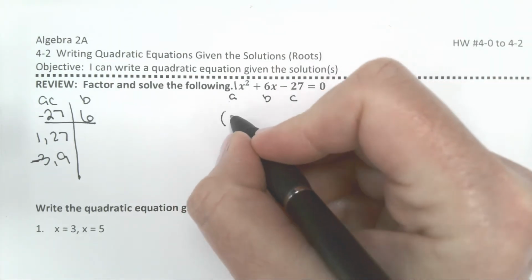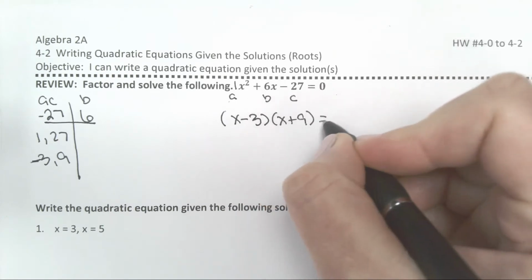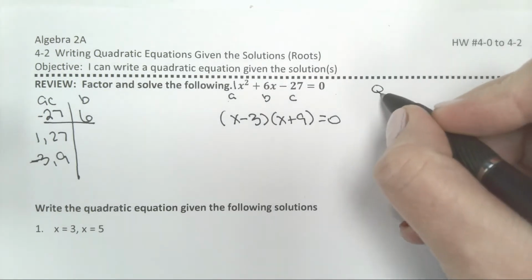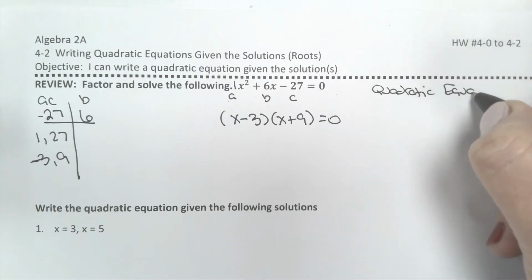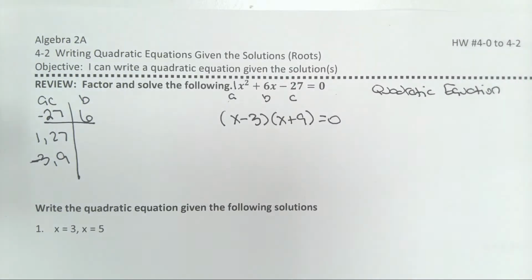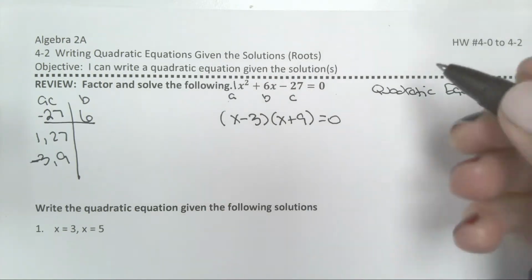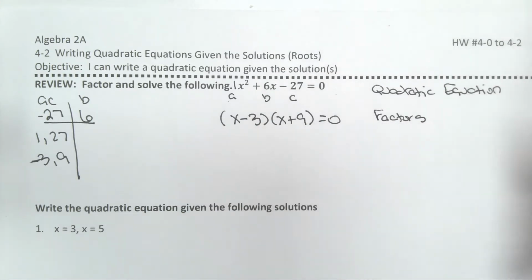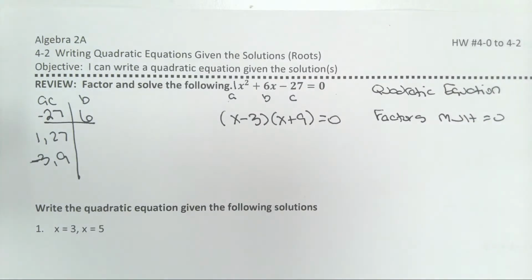So this factors as x minus 3 and x plus 9 equals 0. So this top line, this is your quadratic equation. So we are actually starting with the quadratic equation. These are your two factors. So in this step, we're going to call it factors that multiply and equal 0.